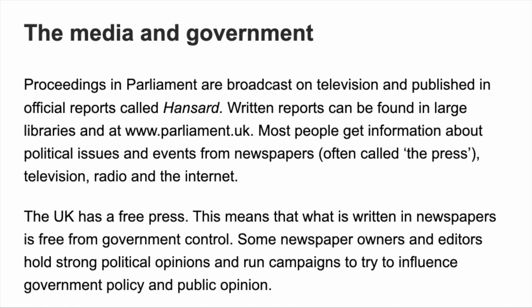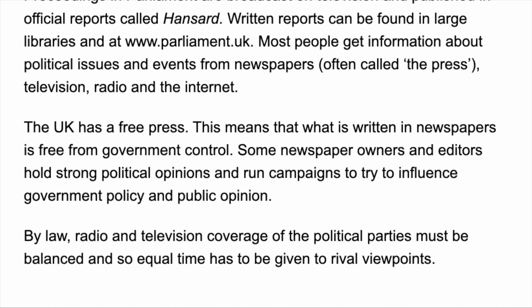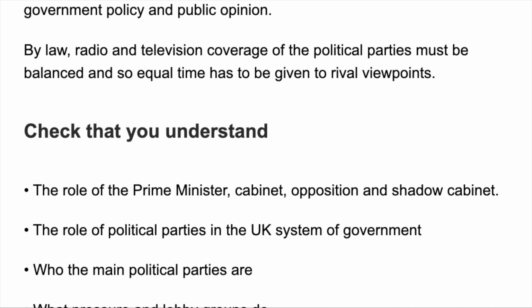This means that what is written in newspapers is free from government control. Some newspaper owners and editors hold strong political opinions and run campaigns to try to influence government policy and public opinion. By law, radio and television coverage of the political parties must be balanced, and so equal time has to be given to rival viewpoints.